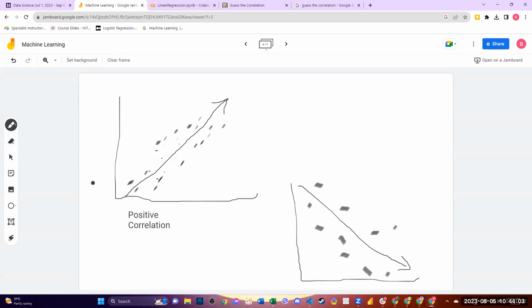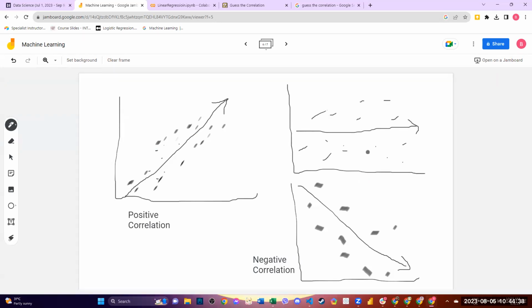And this is negative correlation. So depending on the trend line, you will provide some kind of relationship. And this one has no correlation.